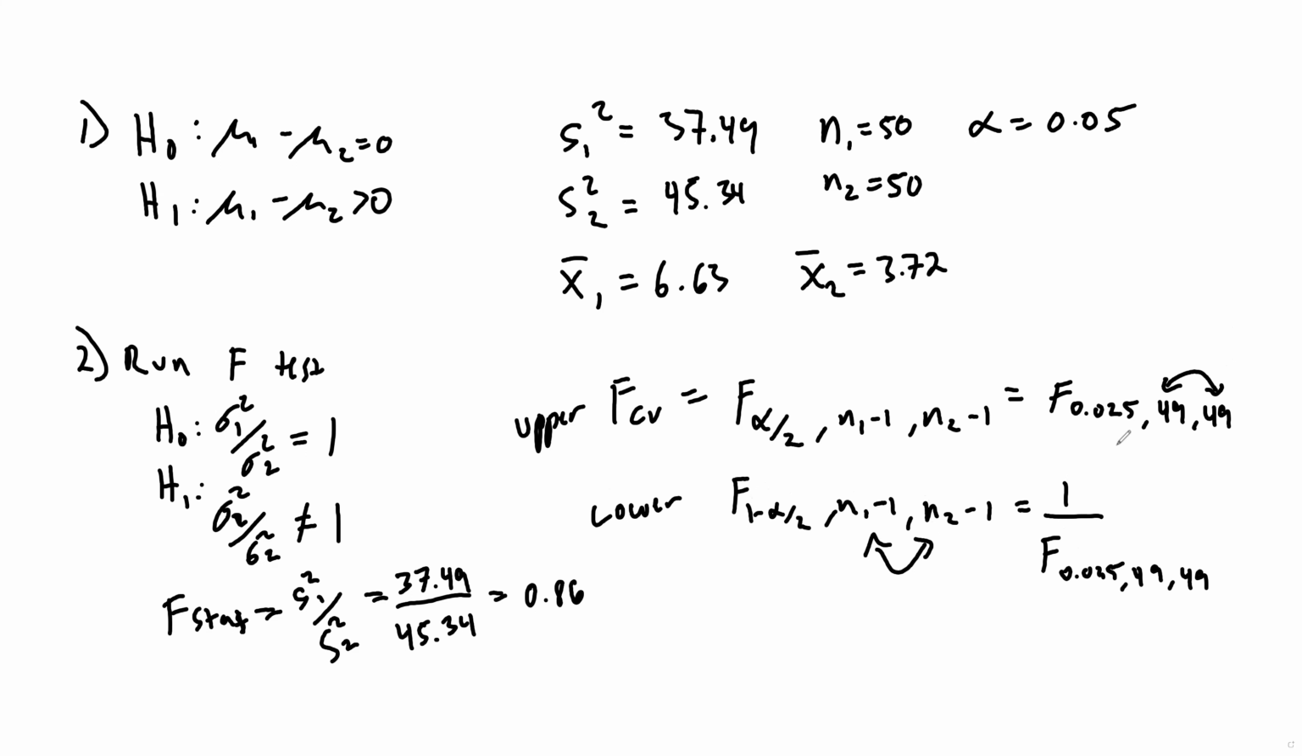Now your f of 0.025, comma, 49, comma, 49. What you are going to get, because there's no 45 or 49 on the table, you round to the closest value, which would be 50. We would get 1.75.